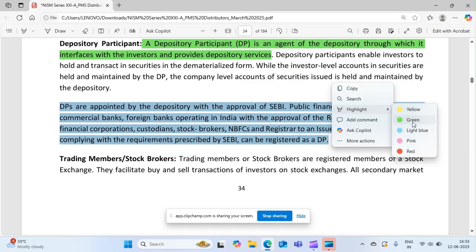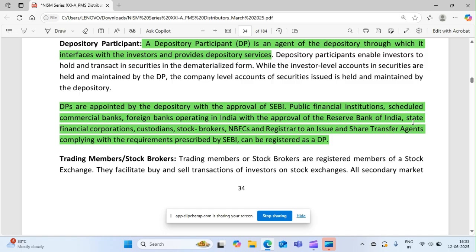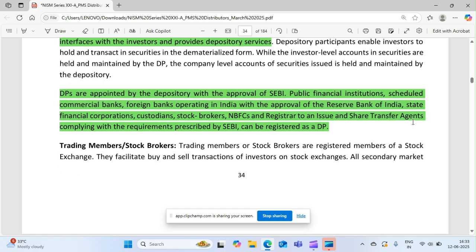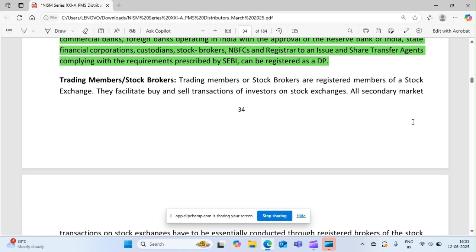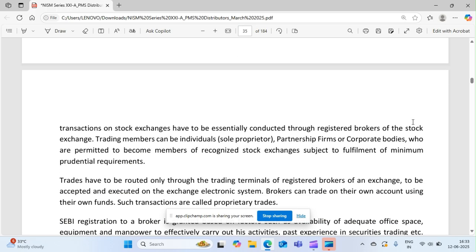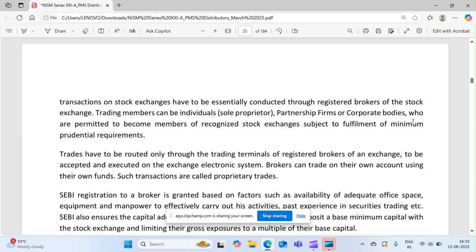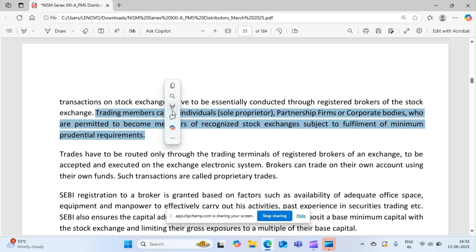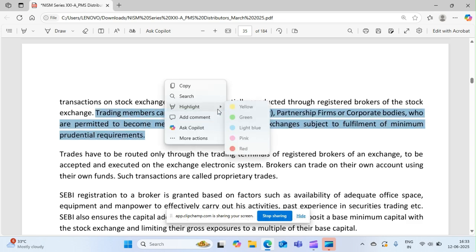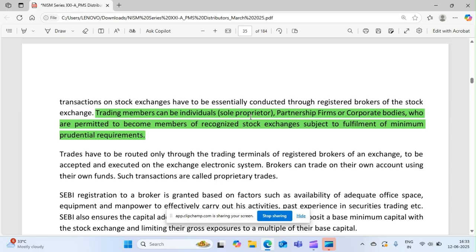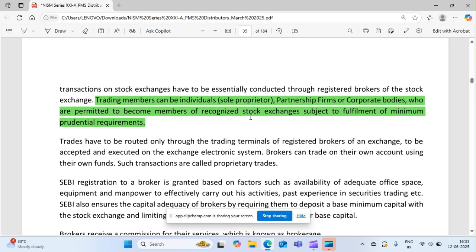Even a bank can be DP. ICICI Bank is a DP. SBI is a DP, right? They are all DPs, correct? Then you have trading members. What is their job? The name itself says that they trade. They trade on behalf of their clients and they can trade for themselves also. Okay. Trading members can have different types of legal existence. They can be a legal entity. The individuals can also be the trading members, right?